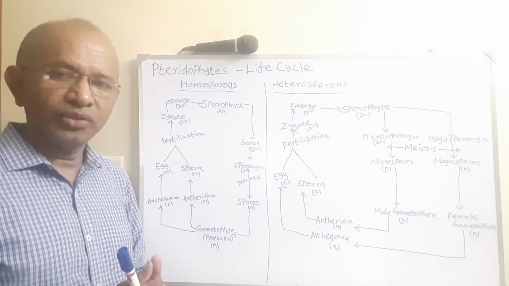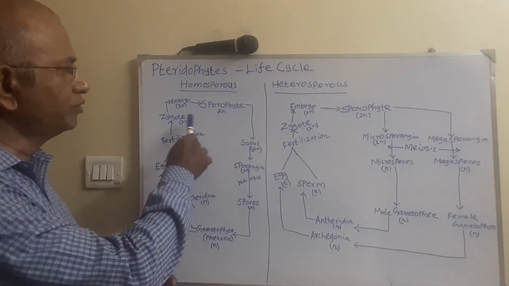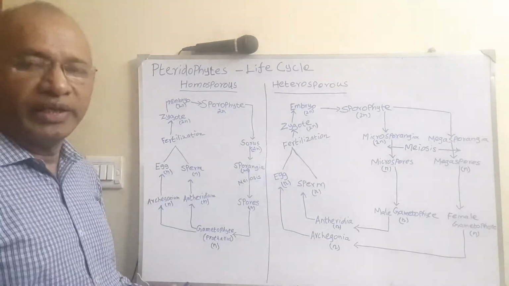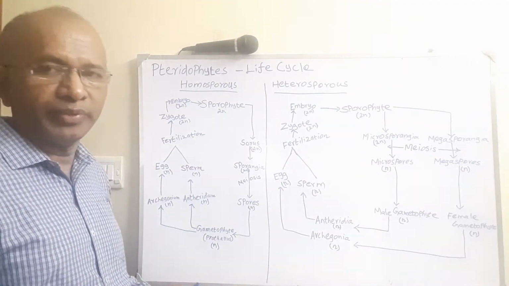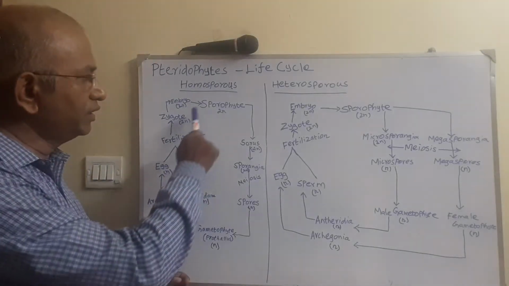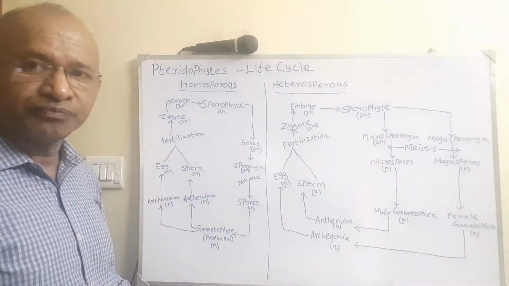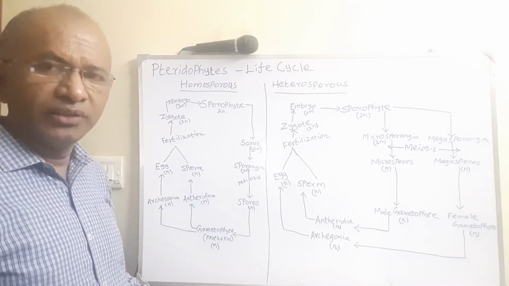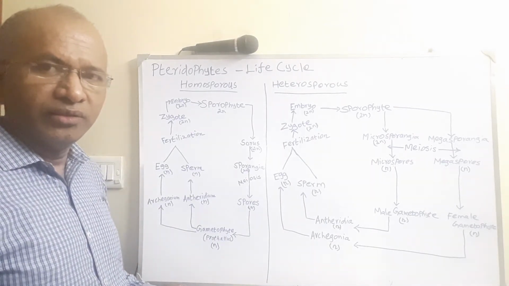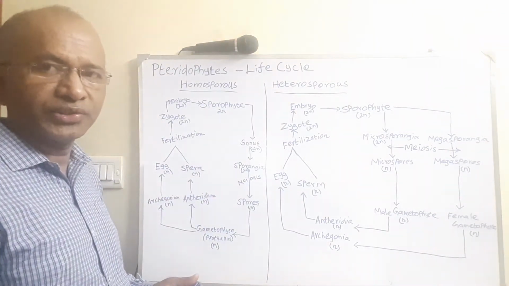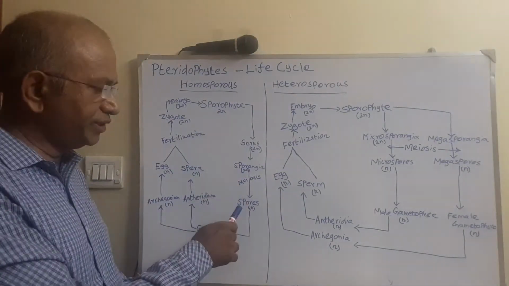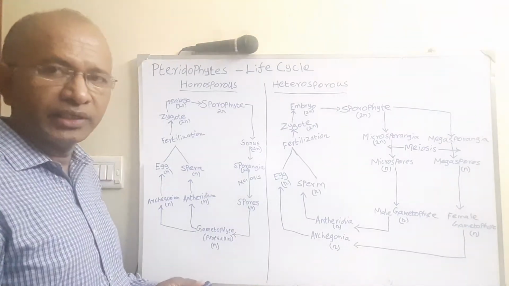Okay. So now this embryo is going to develop into the plant body, a young sporophyte. So like this, the life cycle of the homosporous pteridophytes starts from the sorus, and then the sporangia. From that sporangia we can get the spores.